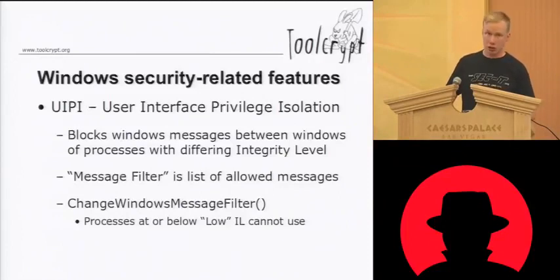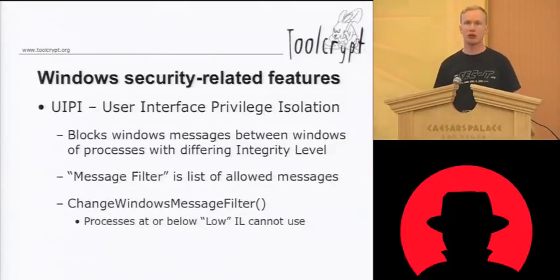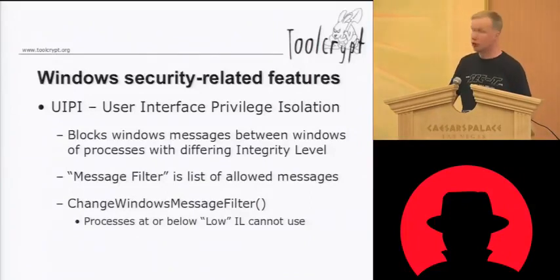And this message filter can actually be changed using ChangeWindowMessageFilter, oddly enough. But of course, processes that are at low integrity level or below can't use this API. So it's interesting to know that it's there. It does give you some kind of protection if you're using mandatory labels to restrict a low privilege process from tampering with the rest of the system, but otherwise it's not that interesting.